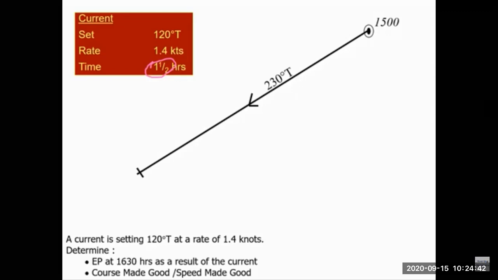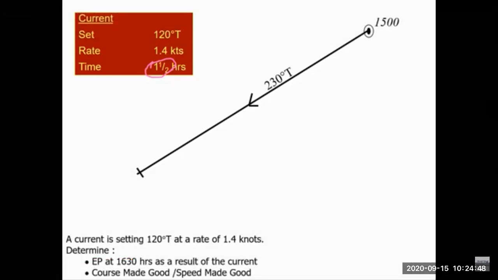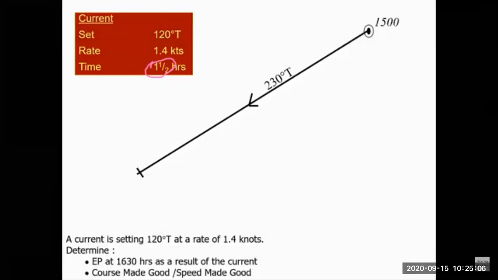The current is setting 120 at 1.4 knots. So for 1.5 hours, we will find the current and we will find the estimated position at 1630. So that will be 2.1 nautical miles. For 1.4 knots, for 1.5 hours it will be 2.1 miles. So we mark the current in the direction of 120, 2.1 miles.